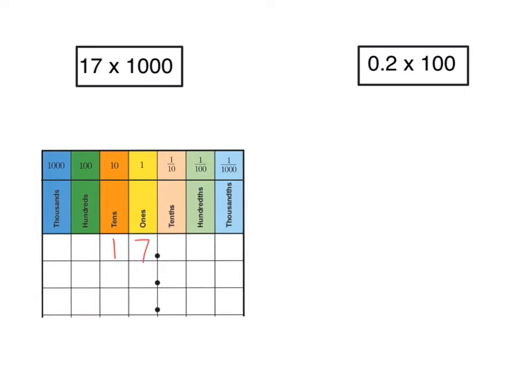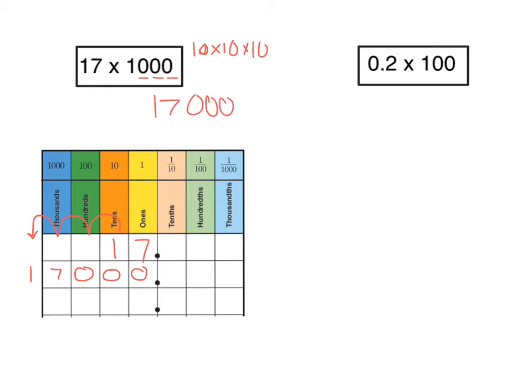So we're going to be moving 1, 2, 3, because 1,000 is 10 times 10 times 10. So that's 3 spaces. 1, 2, 3. Just go off my grid, but that doesn't matter. The 1 is going to move over to here. So it's going to become 17,000.